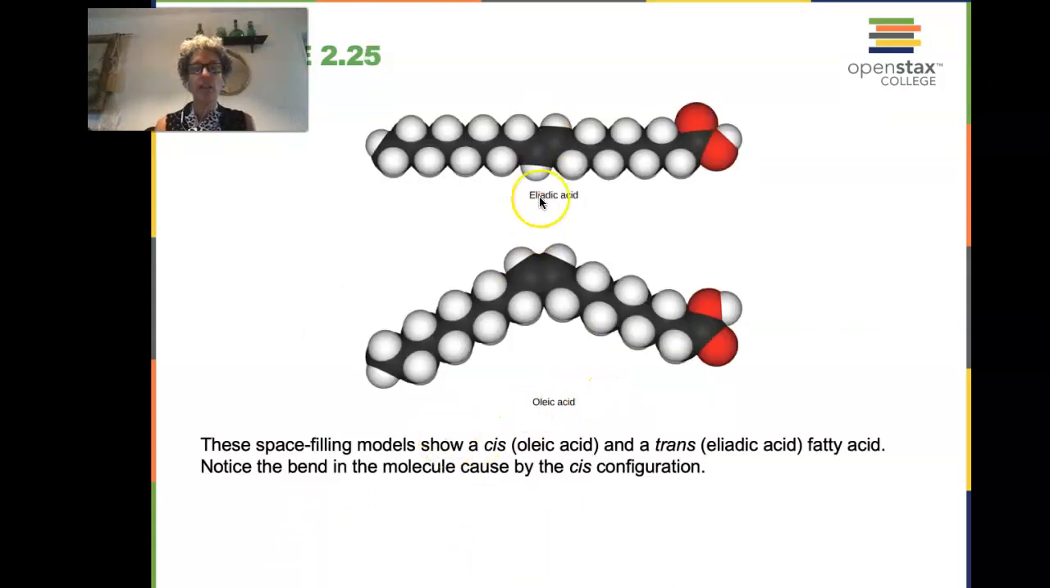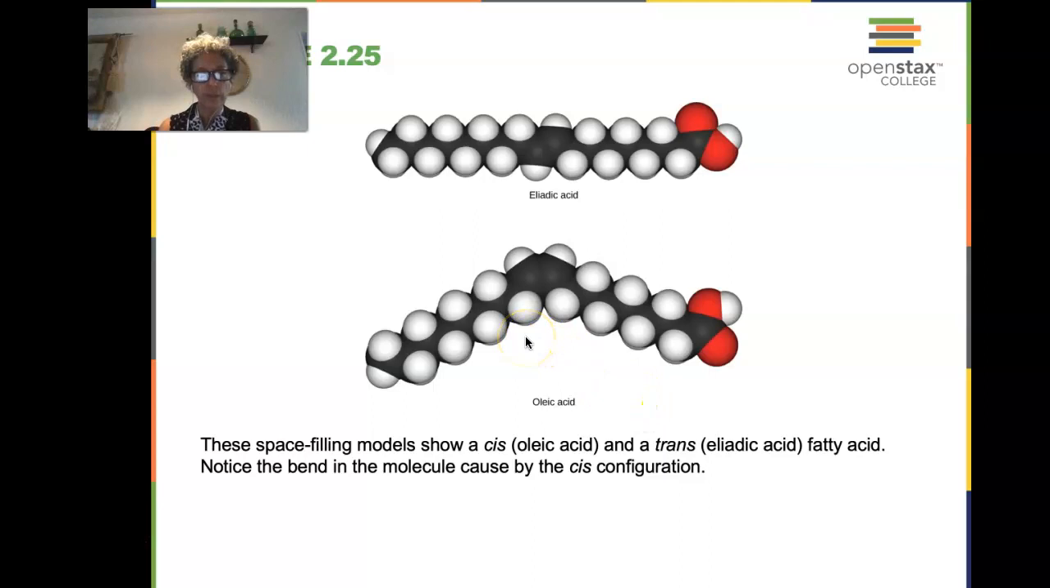So this is looking at the fats. This oleic acid is a cis fat, and elaidic acid is a trans fat. So when the hydrogens are on the same side of the double bond, it's linear. And when they're on opposite sides of the double bond, it gets bent.